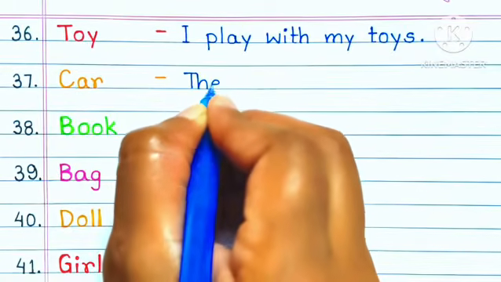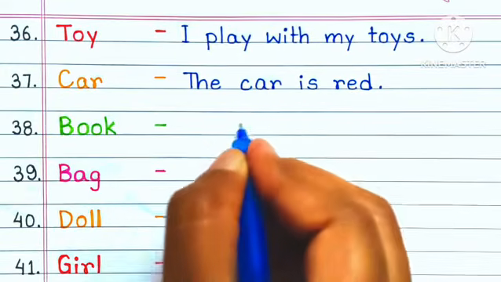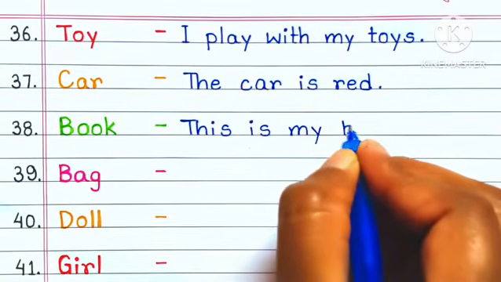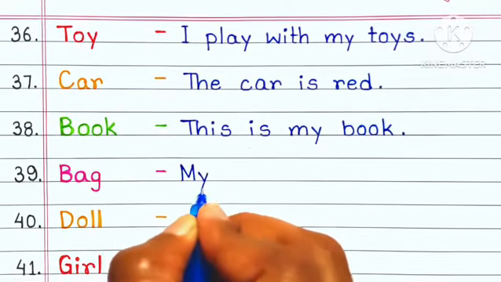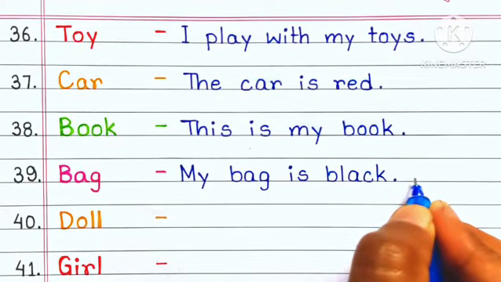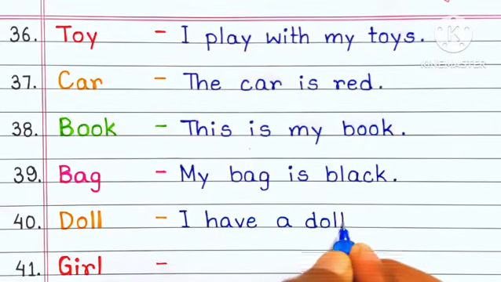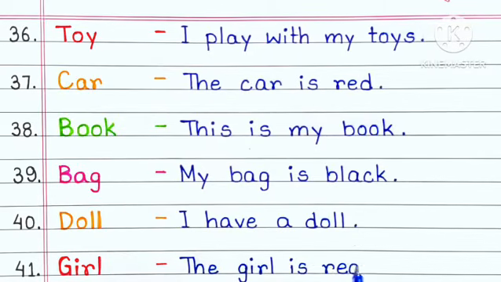Car. The car is red. Book. This is my book. Bag. My bag is black. Doll. I have a doll. Girl. The girl is reading.